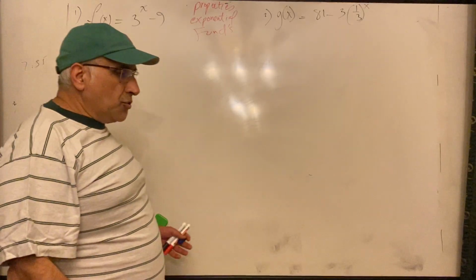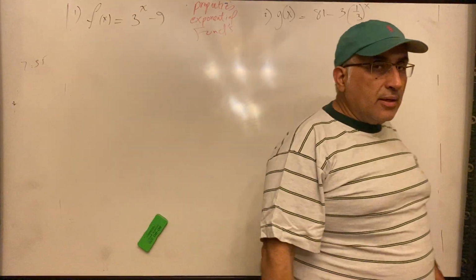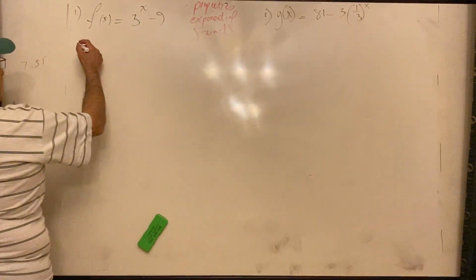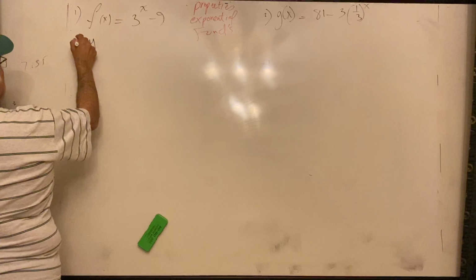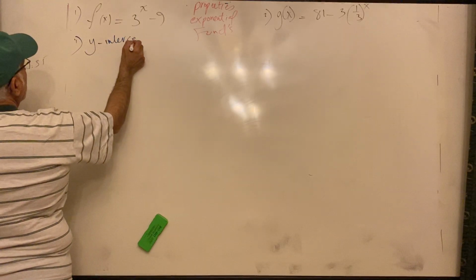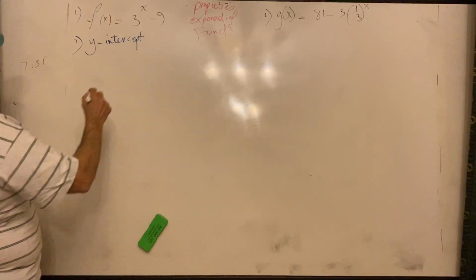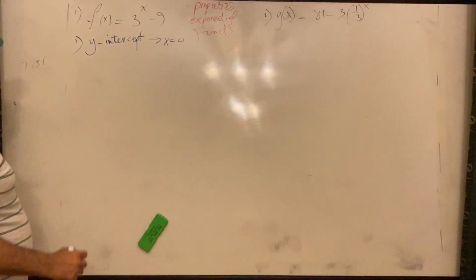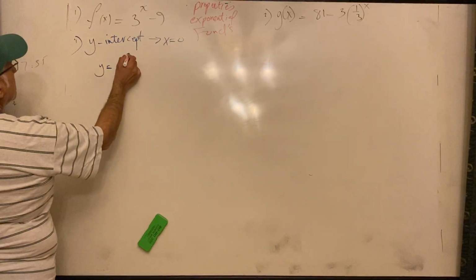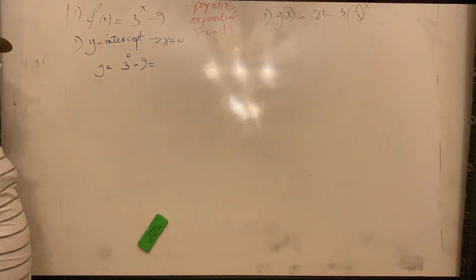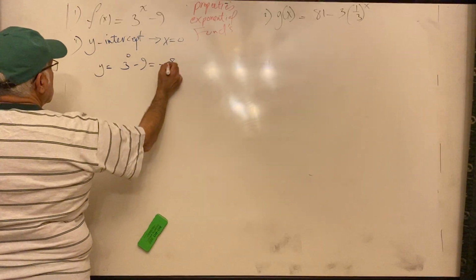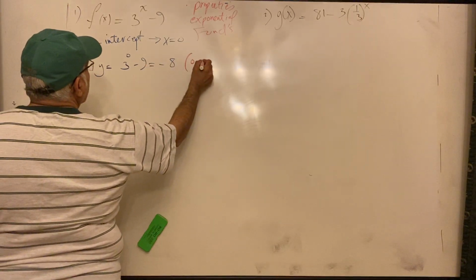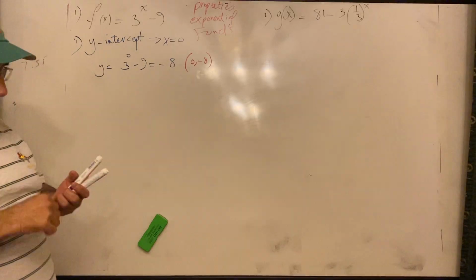Any function could have an x-intercept and a y-intercept. So let's talk about the y-intercept first. Whenever you see the words looking for the y-intercept, you should realize that x is always 0. This is a fact. You should know that. So when you plug in, y equals 3 to the power 0 minus 9, and 3 to the power 0 is 1, and 1 minus 9 is negative 8. So the coordinates of the y-intercept are (0, -8).